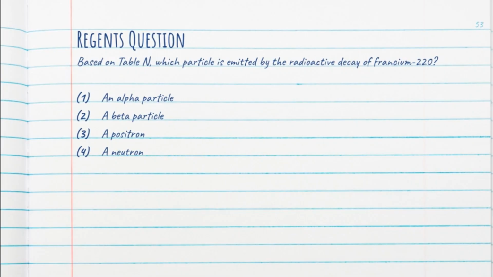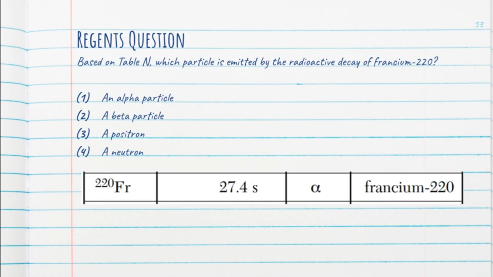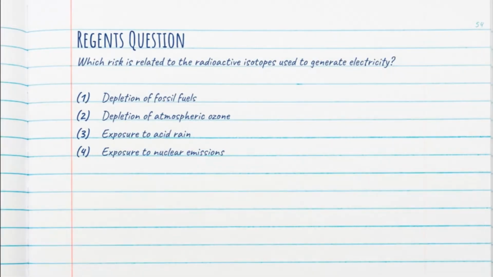Based on Table N, which particle is emitted by the radioactive decay of francium-220? So look at Table N and find francium-220. If you look at the corresponding row, it will show that the decay mode is an alpha particle. Which risk is related to the radioactive isotopes used to generate electricity? So of these choices, choice 4 is the only risk associated with nuclear experimentation.